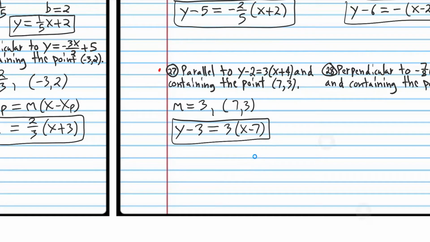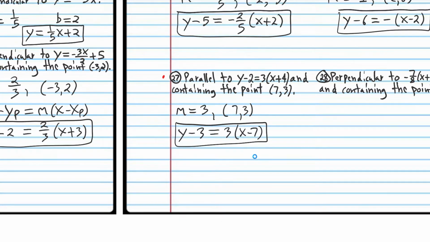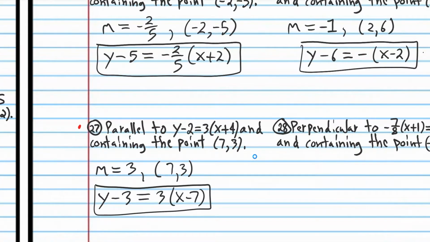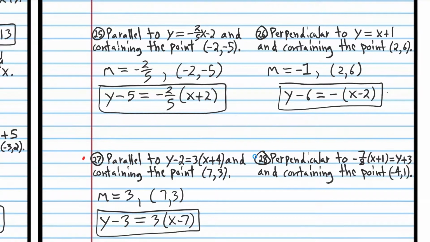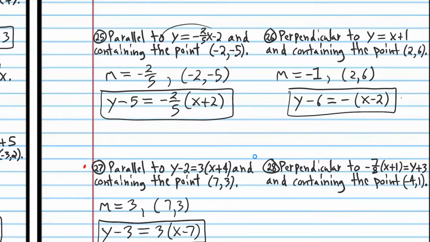So the only difference with these problems is that you're given point-slope form. So the slope is going to be this number. The slope of this line is going to be this number. But if it's perpendicular, obviously you have to change it. Whereas these equations were slope-intercept form, so this number was the slope.